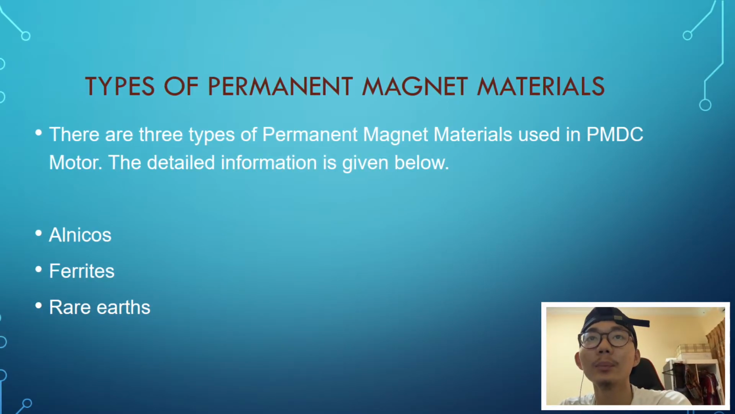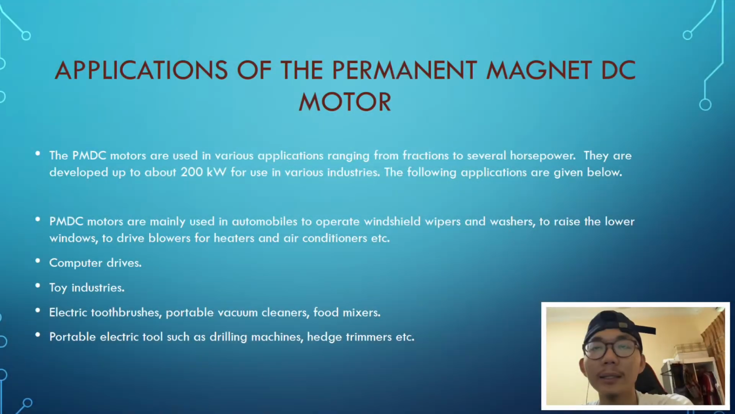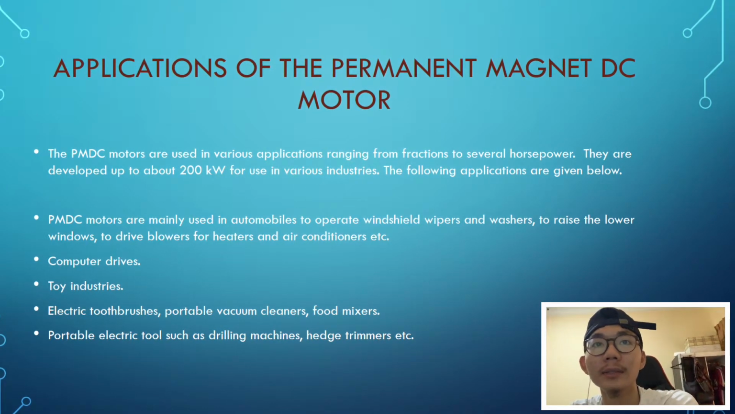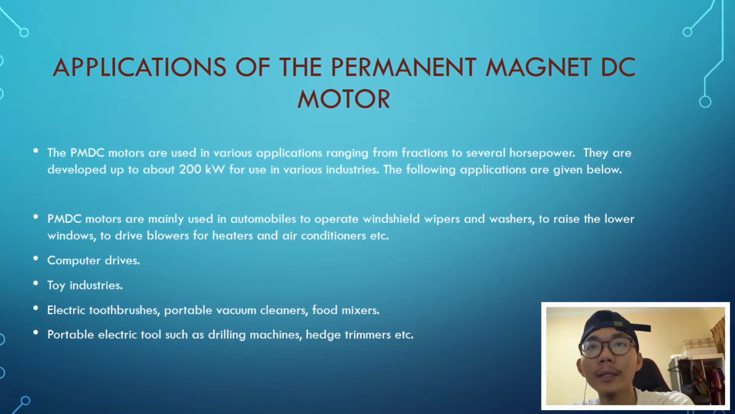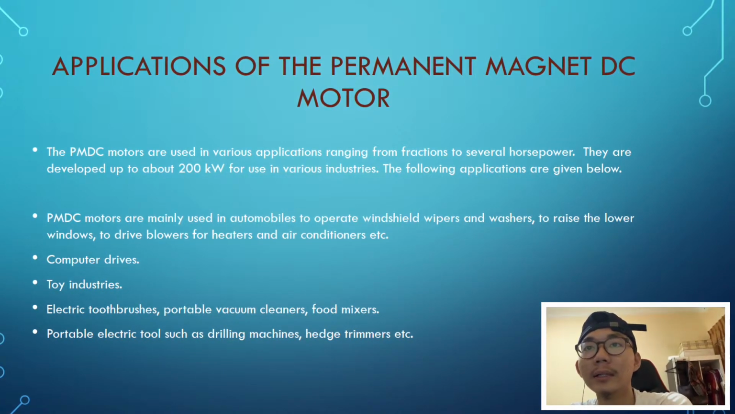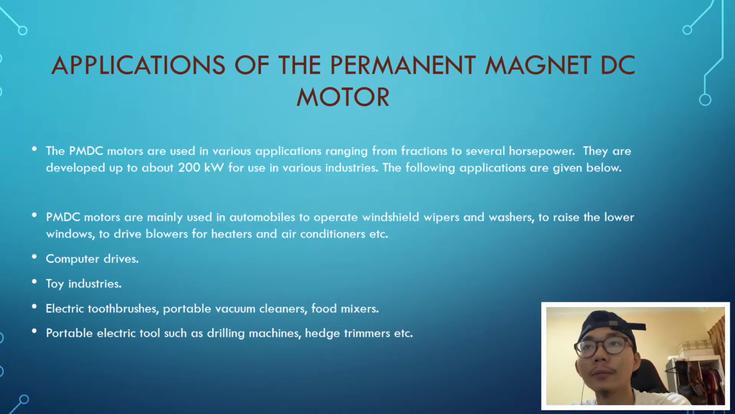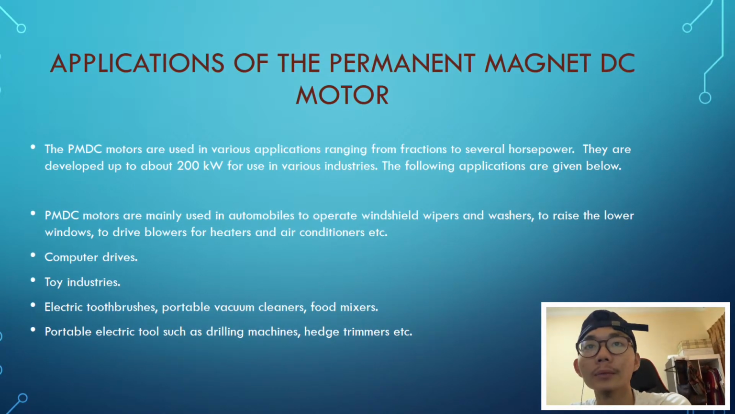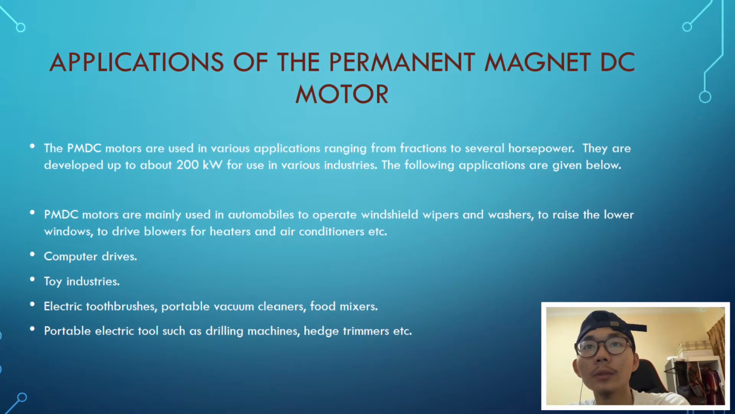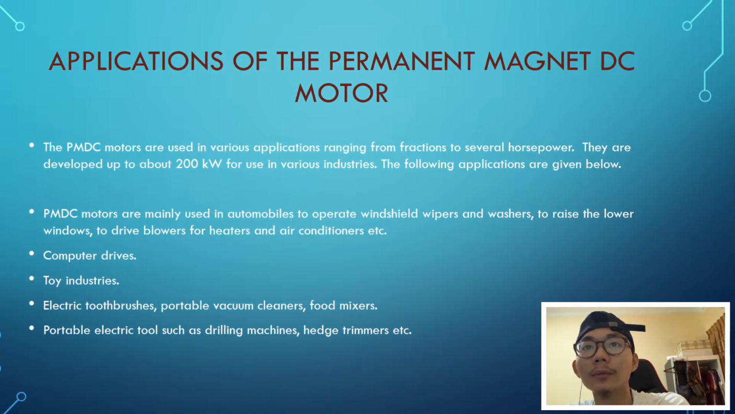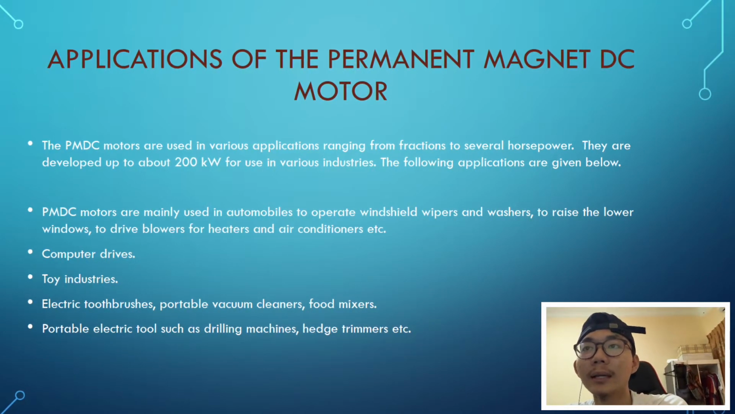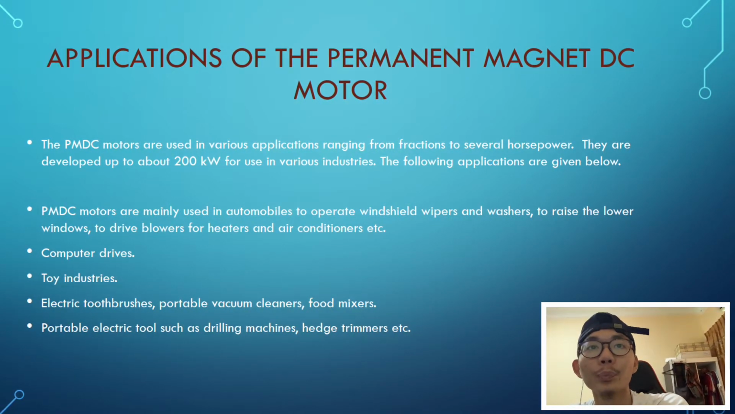Next is the application of the permanent magnet DC motor. First, the motors are used in various applications, ranging from a fraction of a horsepower to several horsepower. They are developed up to about 200 kilowatt for use in various industries. The following applications are given below.